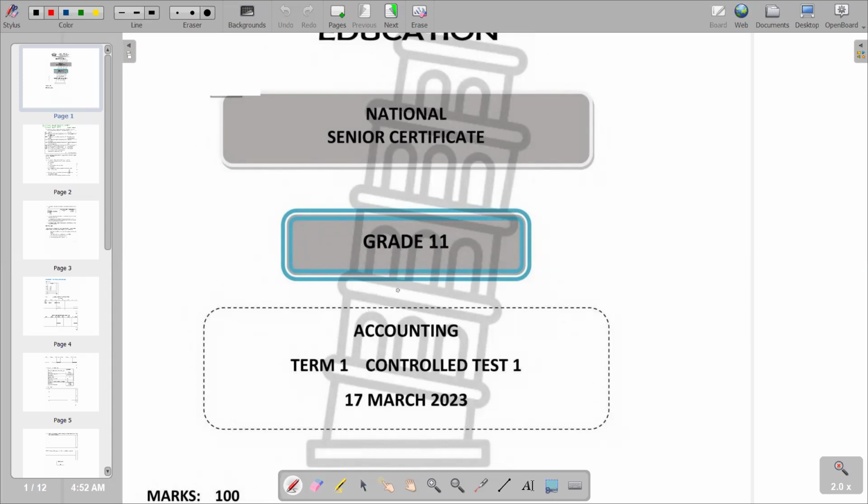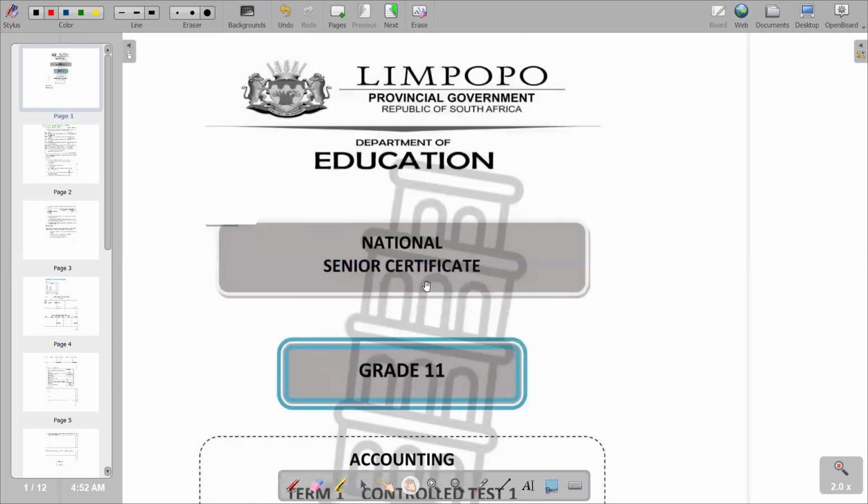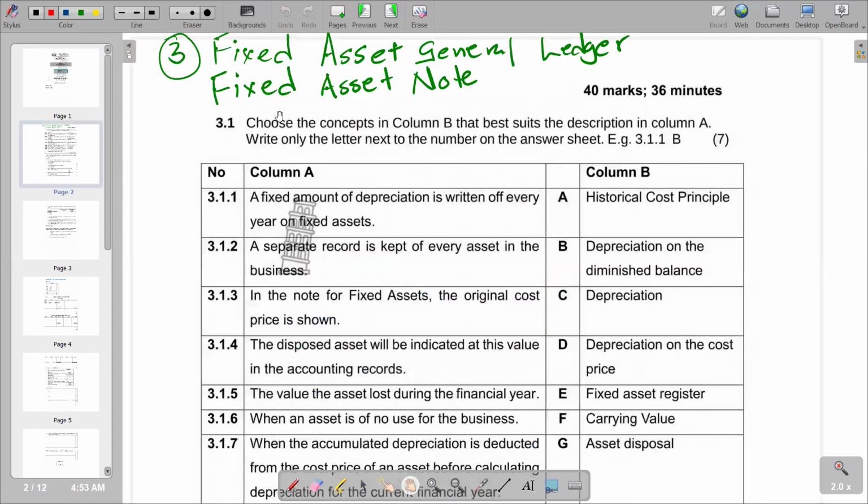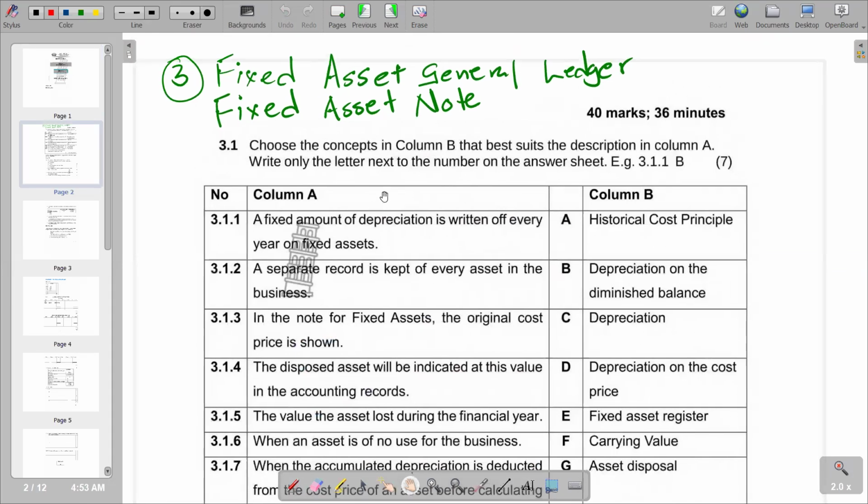In this video, I want to look at a test from March 2023. This test is from the province of Limpopo. Going to our question, we are going to look at question 3 on that question paper, which is on the fixed asset ledger. We are also going to look at the fixed asset note. So this is what we have.